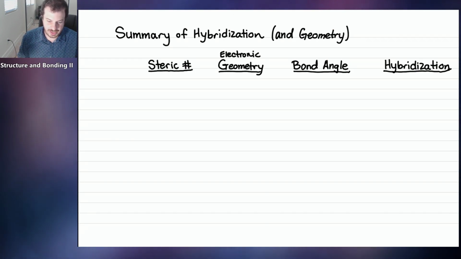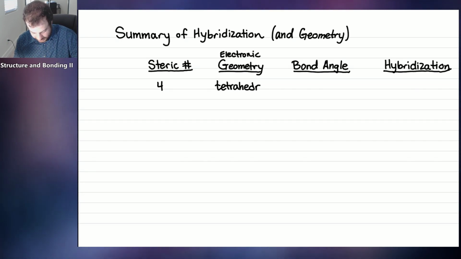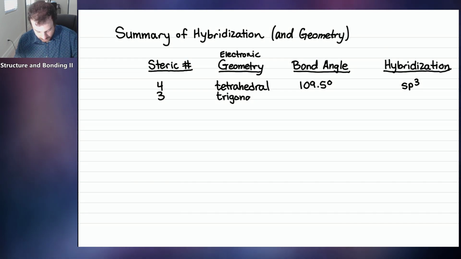All right. So if the steric number is 4, the electronic geometry is said to be tetrahedral. I know I haven't defined what steric number means yet, but I will in just a moment. And the bond angle is 109.5 degrees. And the hybridization is sp3. If the steric number is 3, the electronic geometry is said to be trigonal planar. The bond angle is 120 degrees. And the hybridization is said to be sp2.